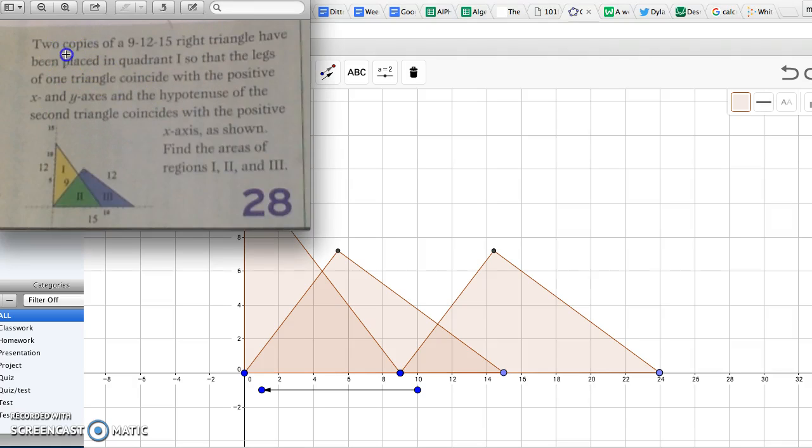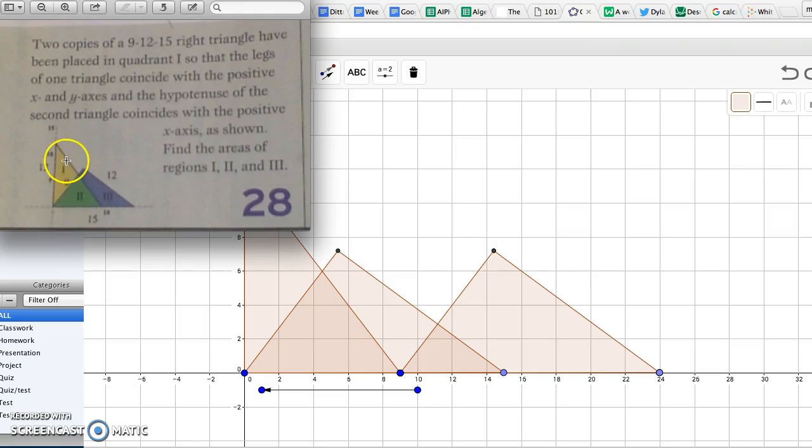Two copies of a 9, 12, 15 triangle have been placed in quadrant 1 so that the legs of one triangle coincide with the positive x and y axes, and the hypotenuse of the second triangle coincides with the positive x-axis as shown. Find the areas of regions 1, 2, and 3.